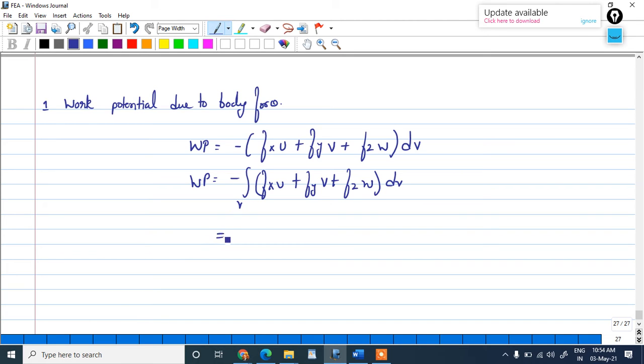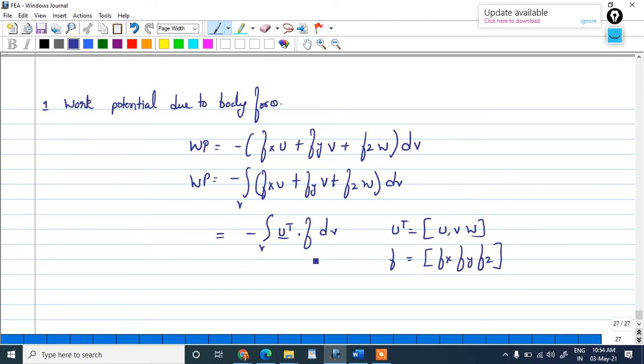In simple terms, I can represent this as minus integral over V of u transpose multiplied by f dV. What is this u transpose? It is nothing but the displacements u, v and w, and f is the force acting in x, in y and in z. The negative sign represents that it is an external force. So this is the work potential due to body force.